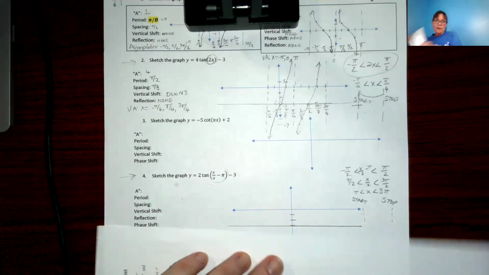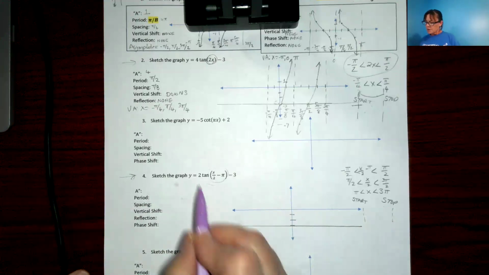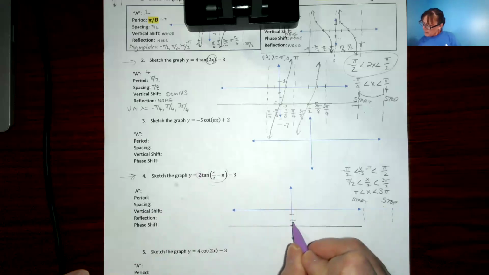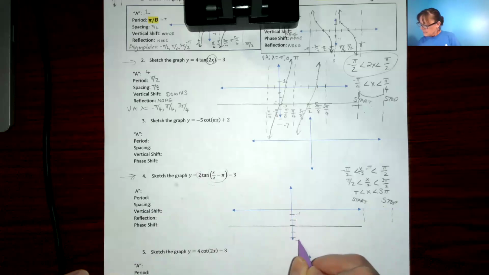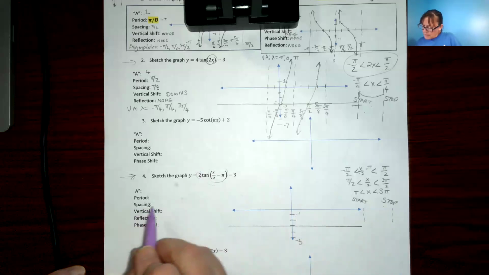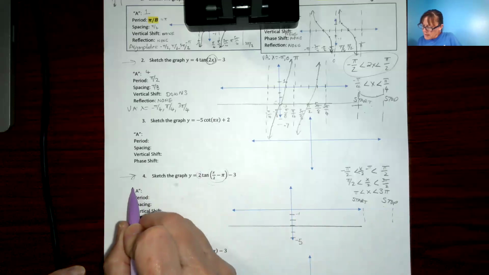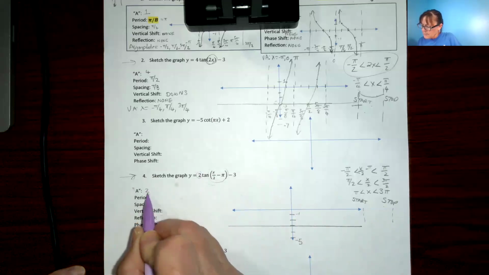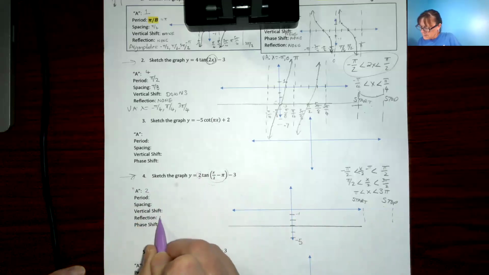All right. And then how high and low are we going to go? Well, that depends on this value. We're going to go up to, this will be -1. We're going to go down to, this will be -5. That's going to be our high and low. We need our spacing. So let's come over to here. The value of A is 2. It is not reflected.